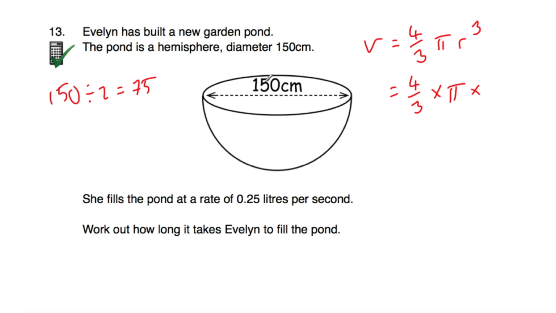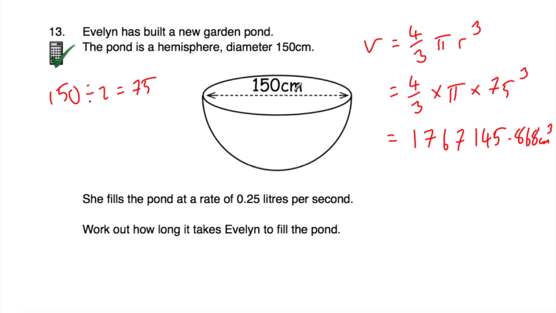So that means the radius of the whole sphere would be 75 centimeters. So that's going to be multiplied by 75 cubed. So let's work this out. So 4/3 multiplied by pi multiplied by 75 cubed would be equal to 1,776,145.868 centimeters cubed. So that would be the volume of the whole sphere.